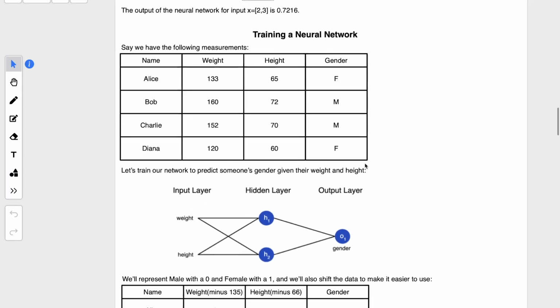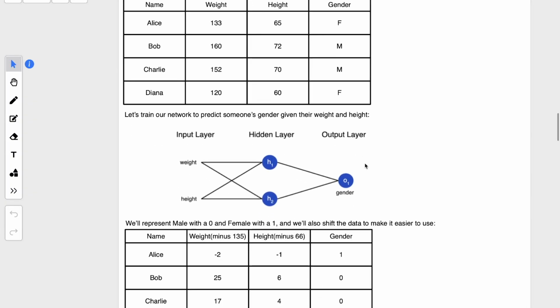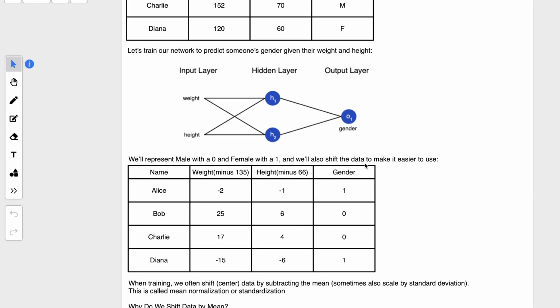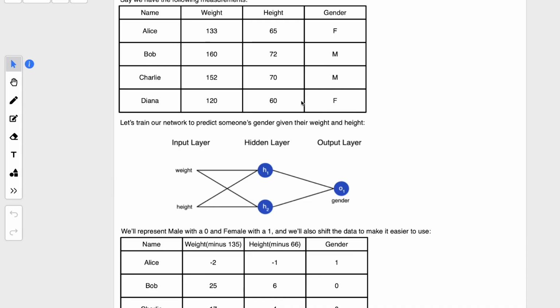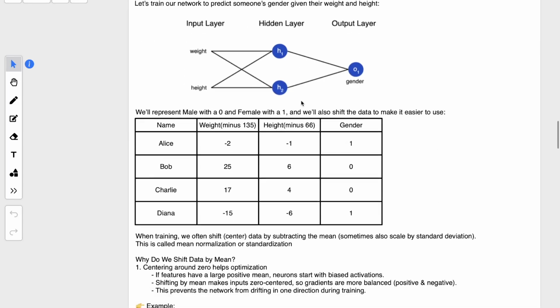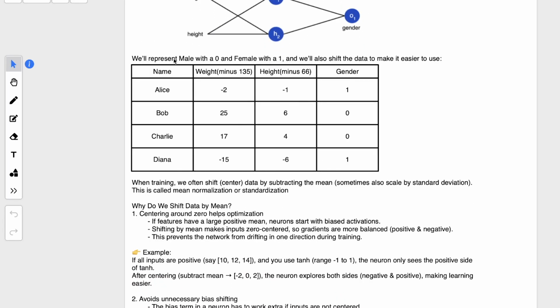As I have already explained weights and biases in my previous video, in this video we will just talk about how to process the data and how to pass it into the hidden layer of neurons to train our neural network. Before passing this raw input to our neural network, we process it a little bit. We represent male with a 0 and female with a 1, and we also shift the data to make it easier to use.